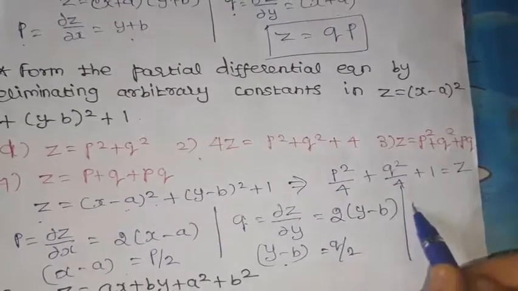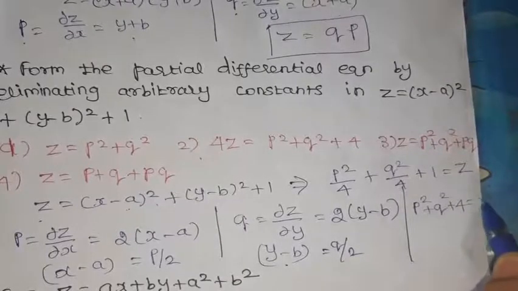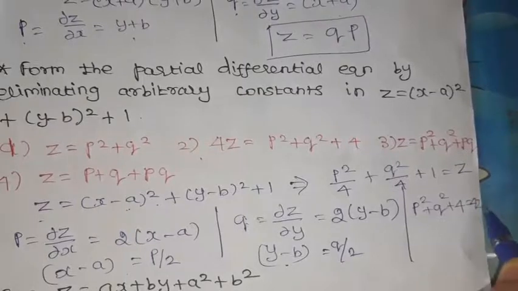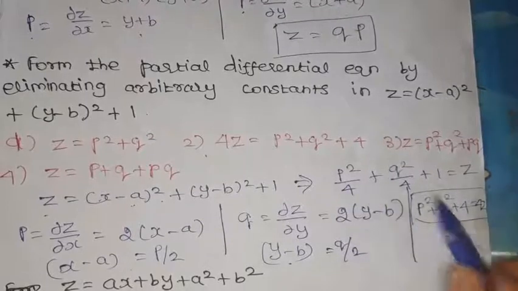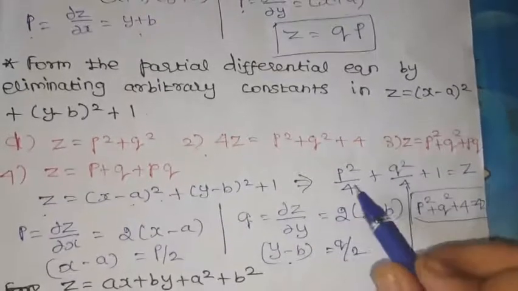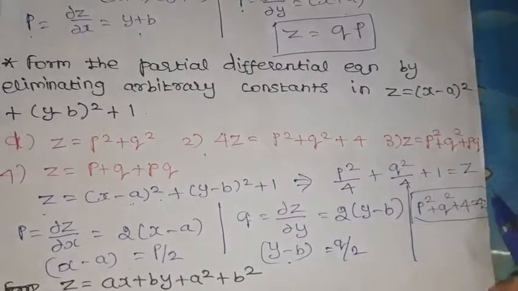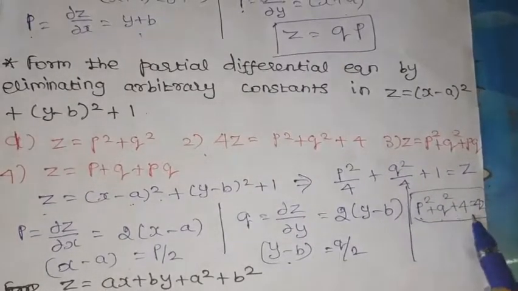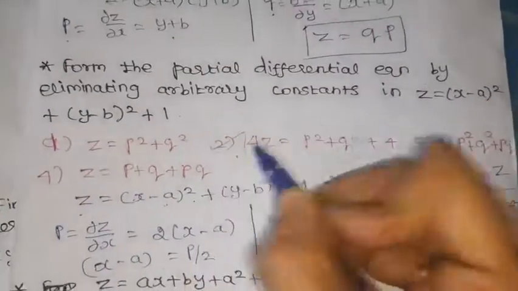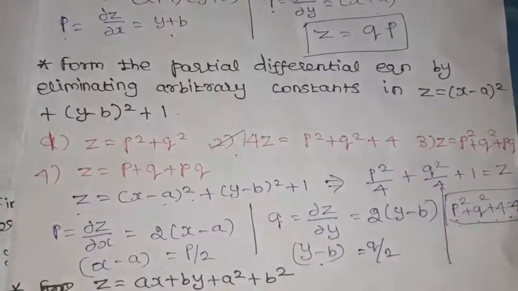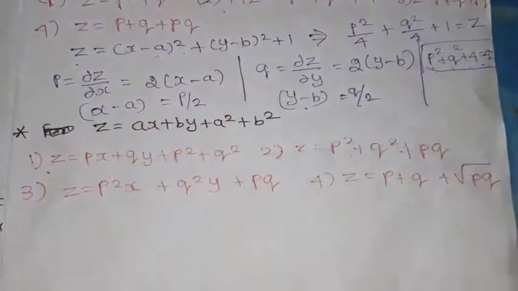P square plus q square, taking LCM, plus 4 divided by 4, that will go to that side as 4z. In the denominator 4 will be divided by 4, so (p square plus q square plus 4) divided by 4, we can cross multiply with that, or in the RHS side what we get? 4 into z. So p square plus q square plus 4 equal to 4z. See which option will match. See, option 2, 4z equal to p square plus q square plus 4. Option 2 is the right option for this problem. We'll move on to the next problem.